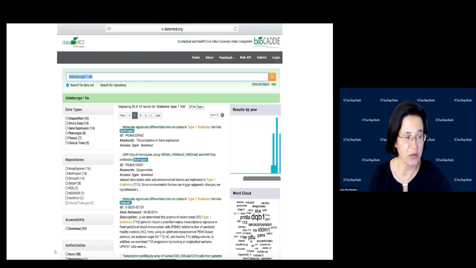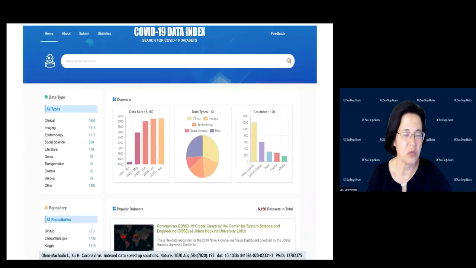Many at the time said, well, you shouldn't do this because soon enough Google will have its own data search engine and this will be obsolete. Four years later, Google has not done that, and the need for a data discovery index still exists. More recently, we have also done a specialized data index for COVID-19 data sets, and Dr. Xu from University of Texas has put his team to adapt DataMed into this COVID-19 data index. And the need for such search engines still exists.